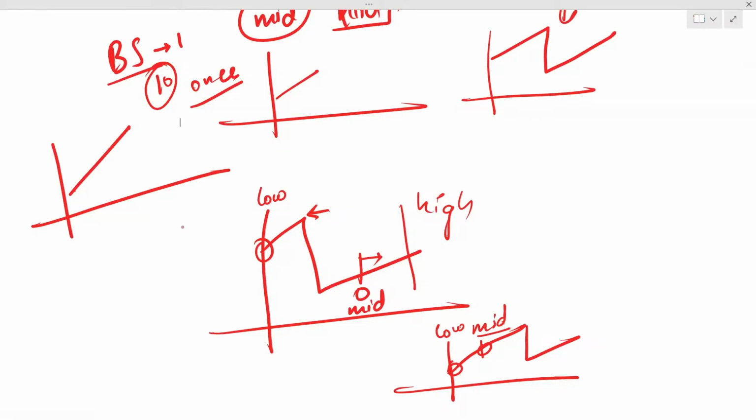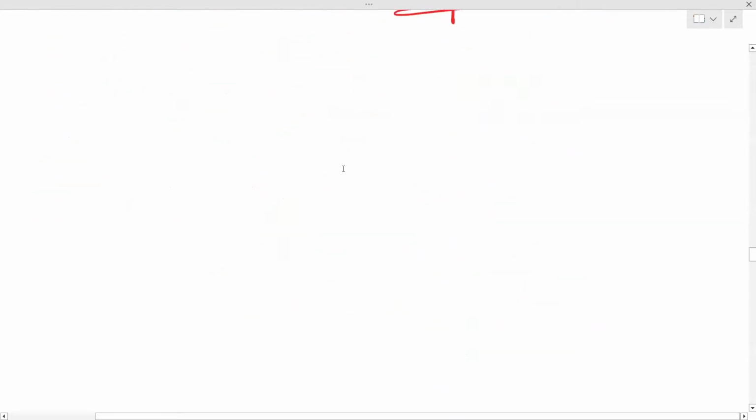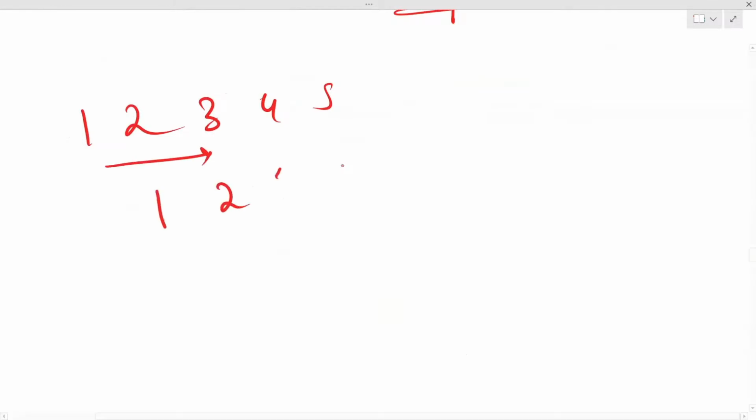Also, someone asked, is the rotation happening in only one direction? It actually doesn't matter. See, if I have 1, 2, 3, 4, 5, if I rotate this once in left direction, I'll get 2, 3, 4, 5, and 1. If I rotate this same thing in right direction 4 times, you'll get the same thing.